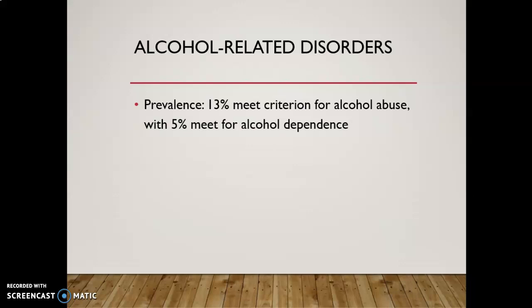The prevalence is roughly 13% of the American public meet the criterion for alcohol abuse, which I suspect may have to do with the episodic drinking or the number of drinks per week. I mean, there's any number of things. And 5% meet the criteria for alcohol dependence, that they are dependent on the drug. That's 1 in 20 people basically have to have alcohol to function, because alcohol is pretty vicious in terms of what it does to you. I'll get to that in a little bit.